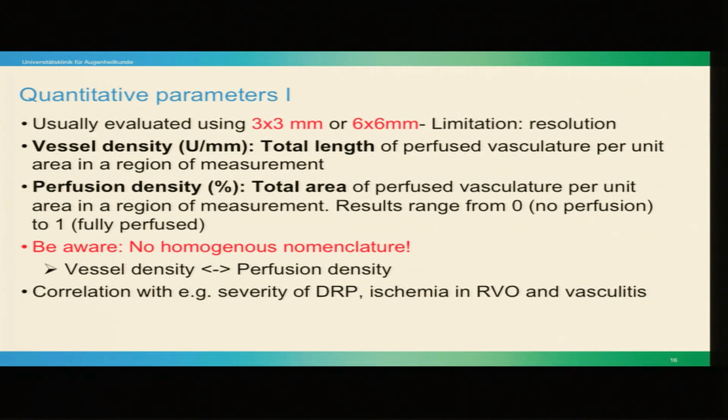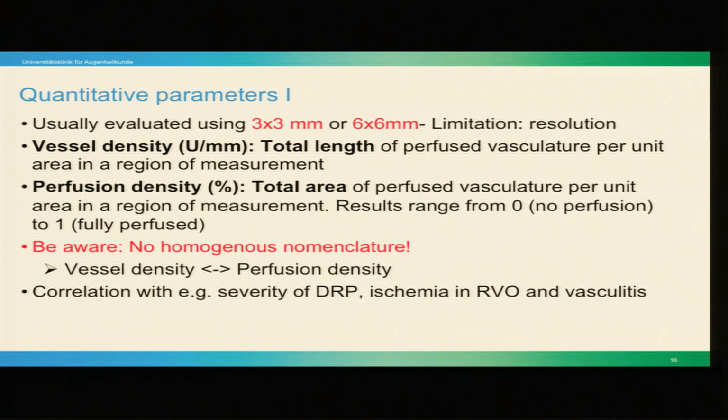So we use the central scans also to do quantitative assessment of the OCT images, and two of the main parameters to evaluate here is the vessel density, which evaluates the total length of the perfused vasculature, and the perfusion density, the total area of the perfused vasculature. However, you have to be aware that unfortunately these terms are not homogeneously used. So when you hear vessel density, you can't be sure that you're talking about the total length of the perfused vasculature, and you always have to go back and see what the definition was.